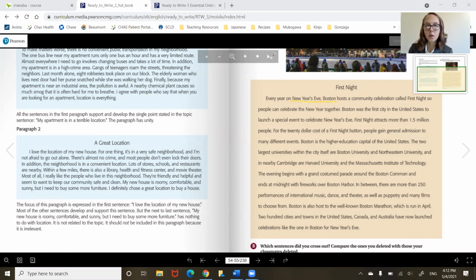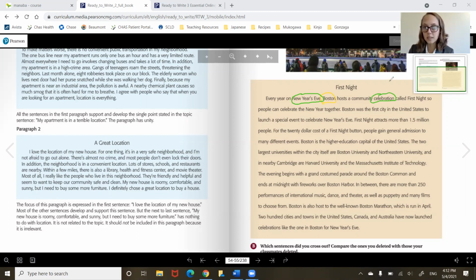And we're talking about Boston. And specifically, we're talking about the celebration that happens on New Year's Eve. Okay, so everything in my paragraph needs to be about the celebration on New Year's Eve in Boston. Then if it's not about that, I know the sentence does not belong in this paragraph. If in another paragraph, for example, we want to talk about a different Boston holiday, that's okay. But this one is about New Year's Eve.